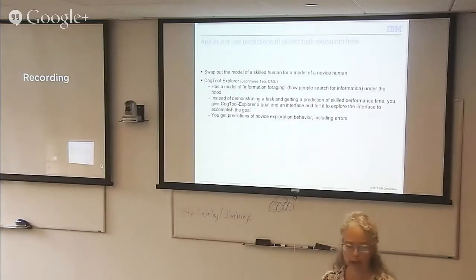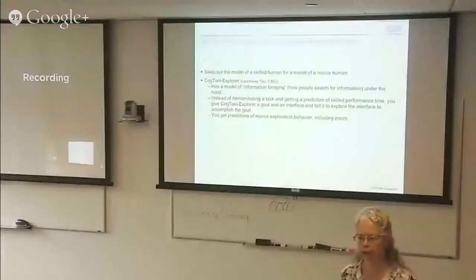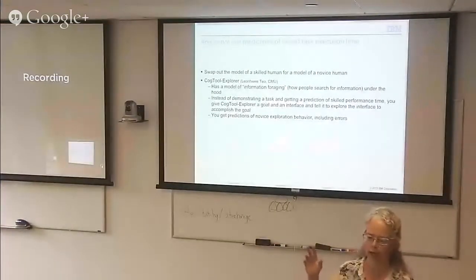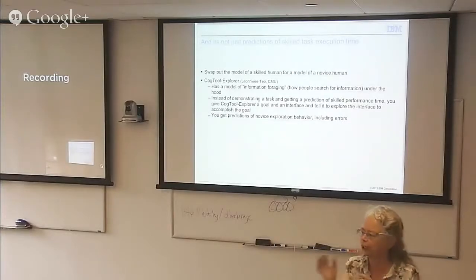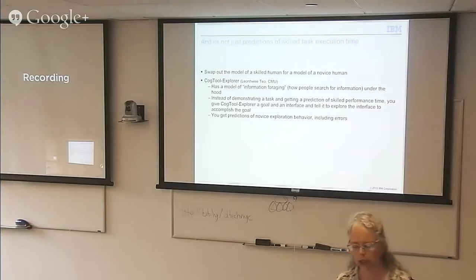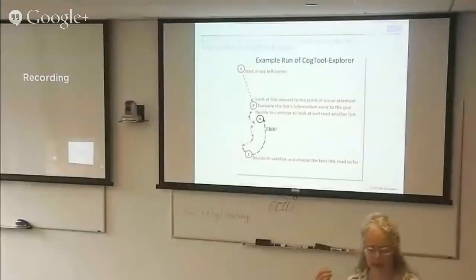So it's looking around the screen, and it may click on the wrong thing. It's got a lot of math under the hood to decide whether the utility of reading the next link is higher than the utility of clicking on something I've seen so far, is higher than the utility of backing up and going to the previous screen. So it's doing a lot of math underneath. And this is what it kind of looks like.